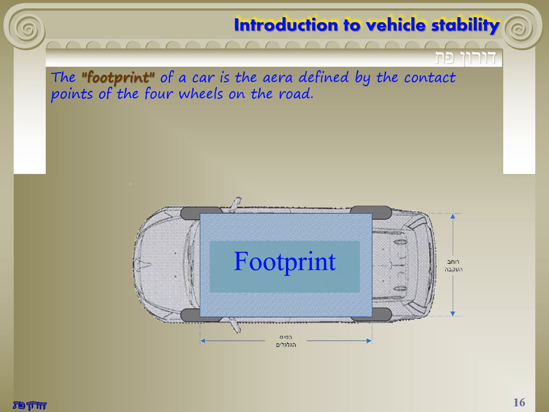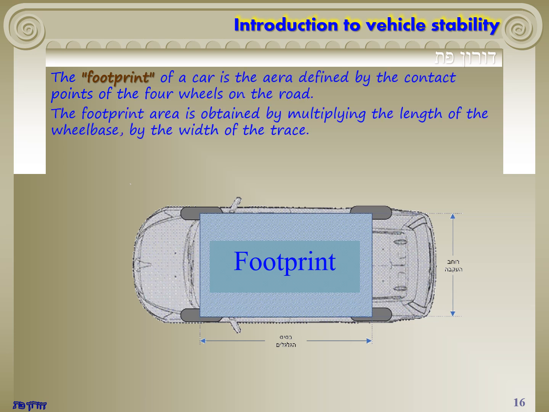The footprint of a car is the area defined by the contact points of the four wheels on the road. The footprint area is obtained by multiplying the length of the wheelbase by the width of the trace.